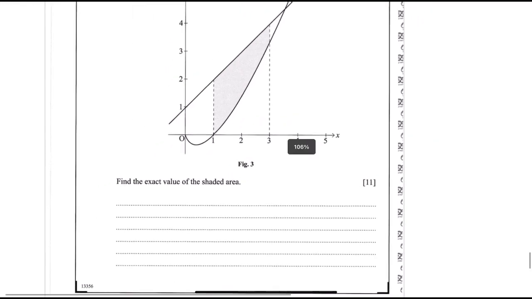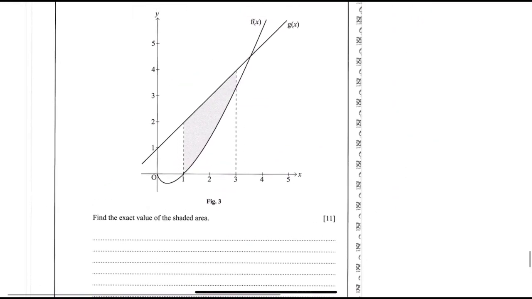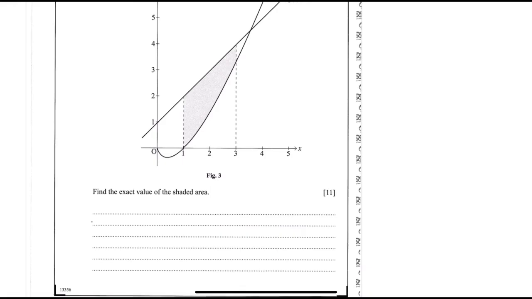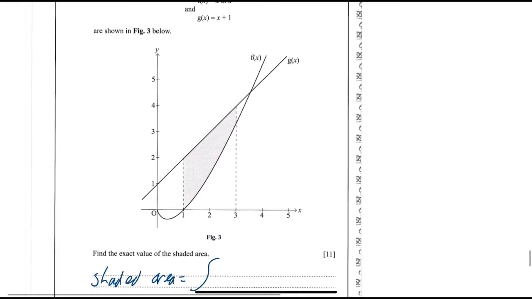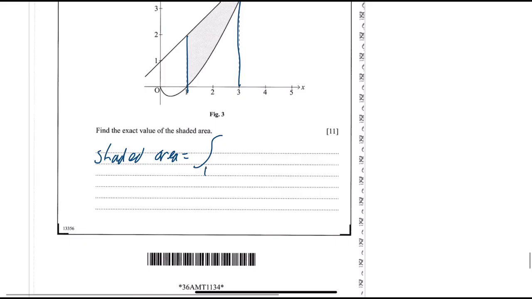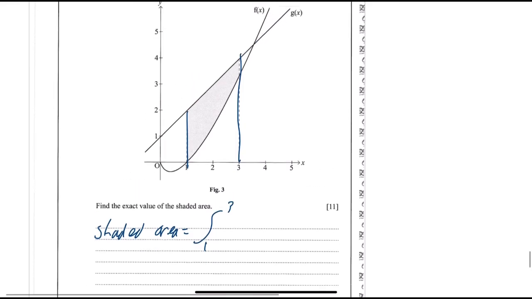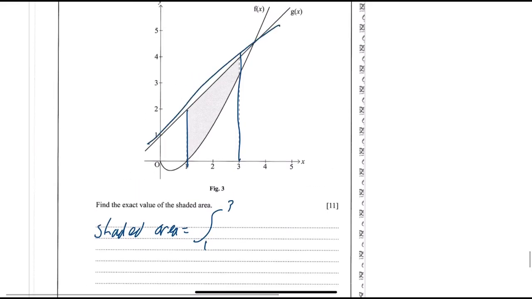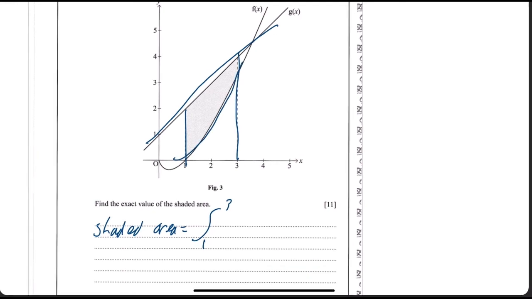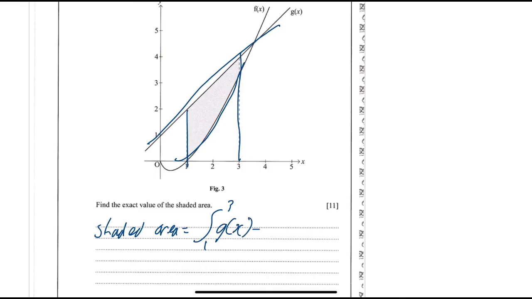Now, I'm going to do this using the area under the curve. I'm going to say that the shaded area is equal to the integral between our limits, which are 1 and 3. That's where the two functions meet. And you can see the g of x is on top and the f of x is on the bottom. So I'm going to do g of x minus the f of x dx.